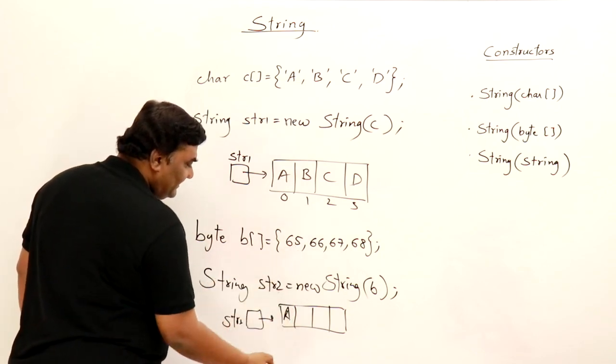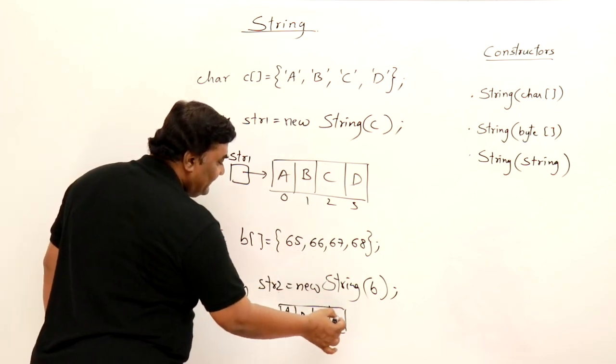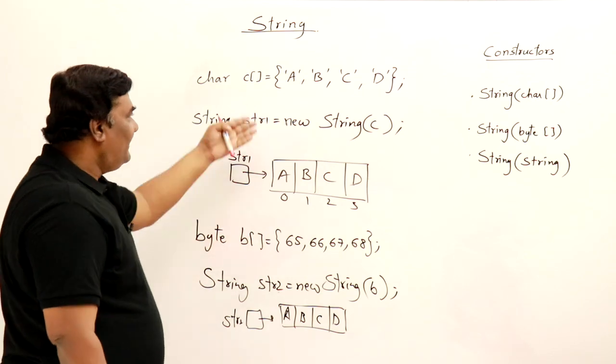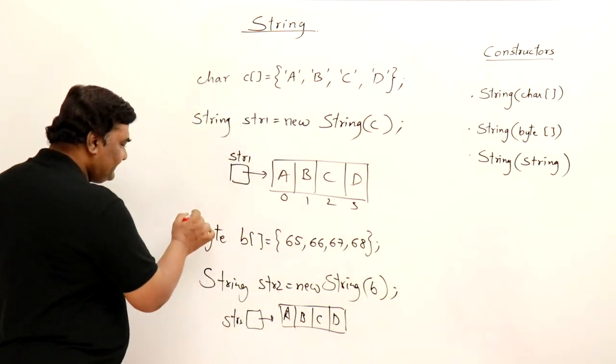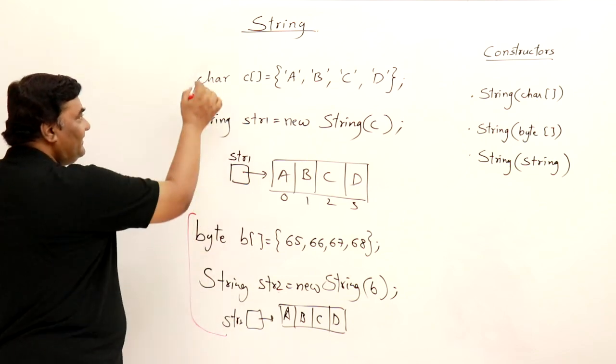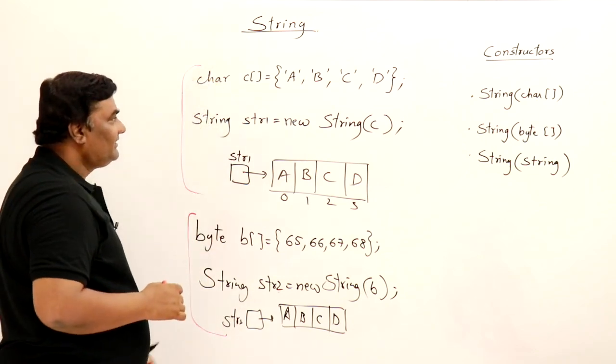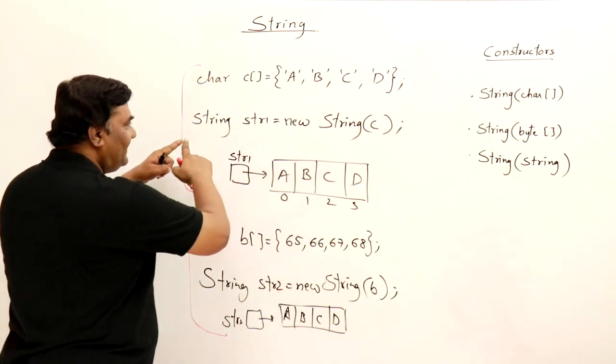Now A, capital B, capital C and D. Similar one. I have taken the same set of alphabets here also. But if you see the difference, this is a string coming out of a byte array, this is a string coming out of a character array. Now let me read the line once again.